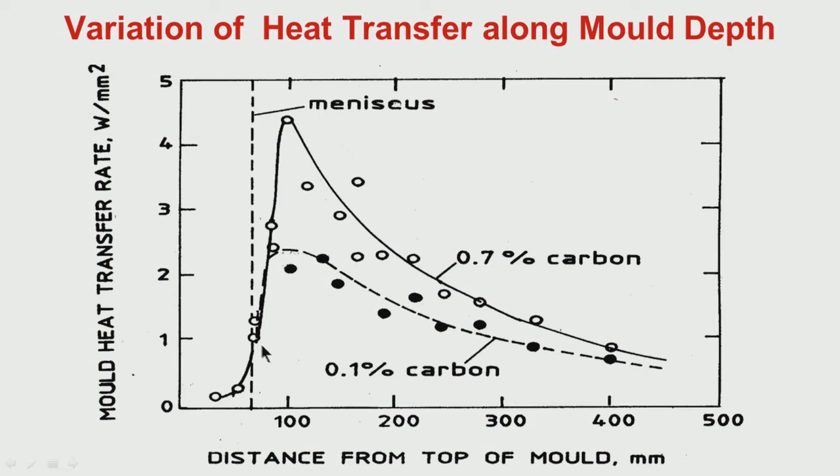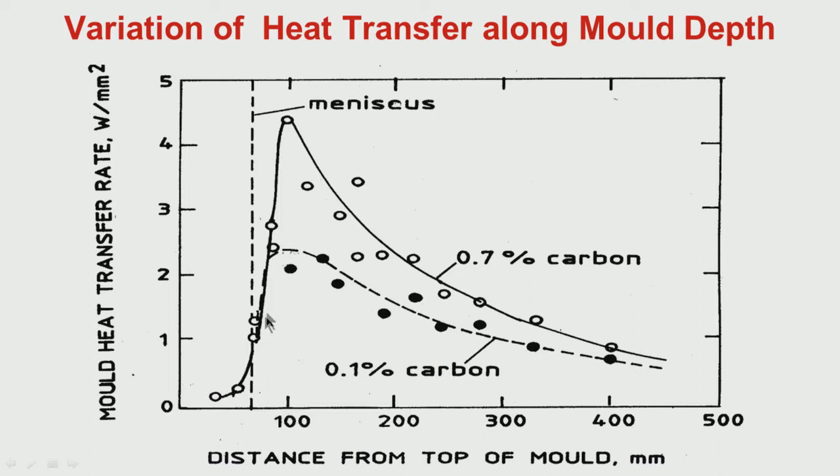So, at the meniscus level, what is happening? This is basically heat transfer along the mold depth, the horizontal heat transfer. That means how the heat is extracted from molten steel to the mold. I am talking of that heat transfer, it is not a vertical heat transfer. It is across the mold that I am talking of. So, this heat transfer is trying to increase here and it is at a peak at a certain depth from the meniscus.